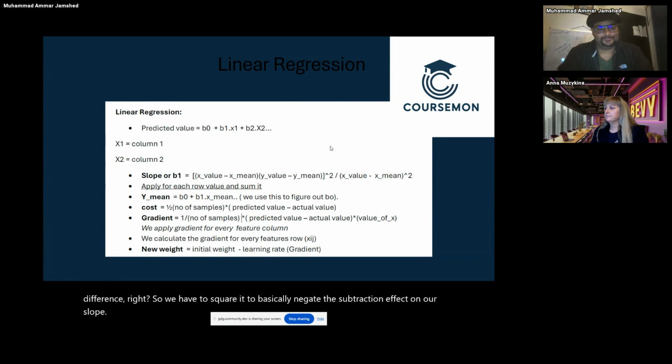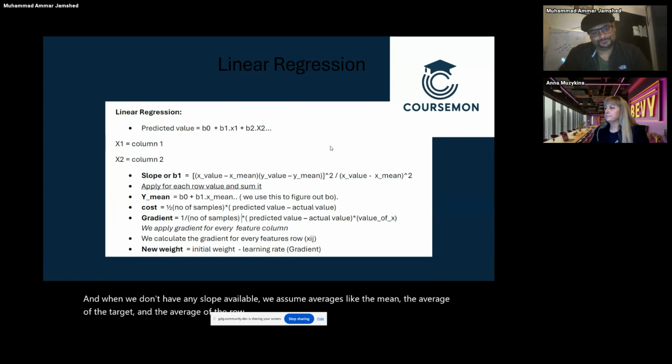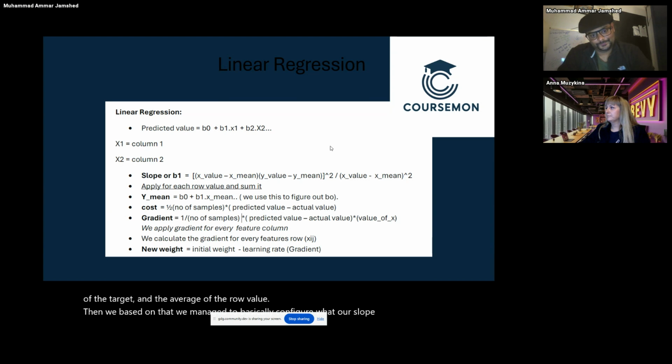And when we don't have any slope available, we assume averages, like the mean, the average of the target and the average of the row value. Then based on that, we manage to configure what our slope value is next to the column we are using in our linear regression to predict the target column.